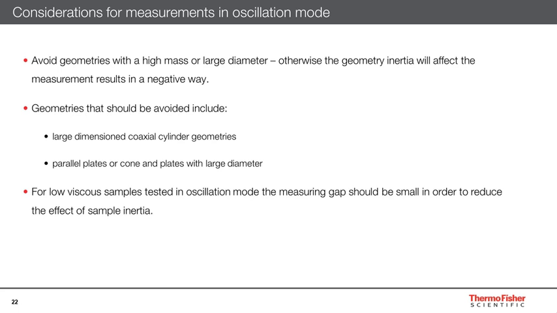When performing oscillatory tests with low viscous materials, a geometry with a small measuring gap should be selected in order to minimize the influence of sample inertia on the test results. For such tests, either parallel plates and a small gap height or cone and plate geometries with a small cone angle can be used.